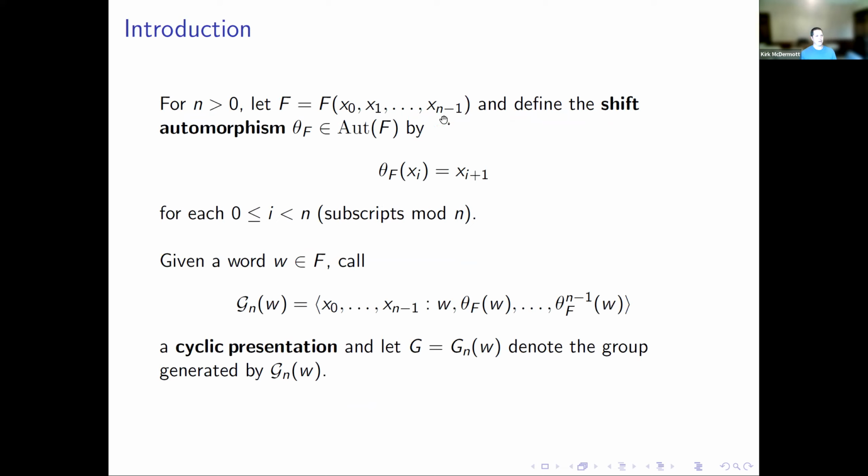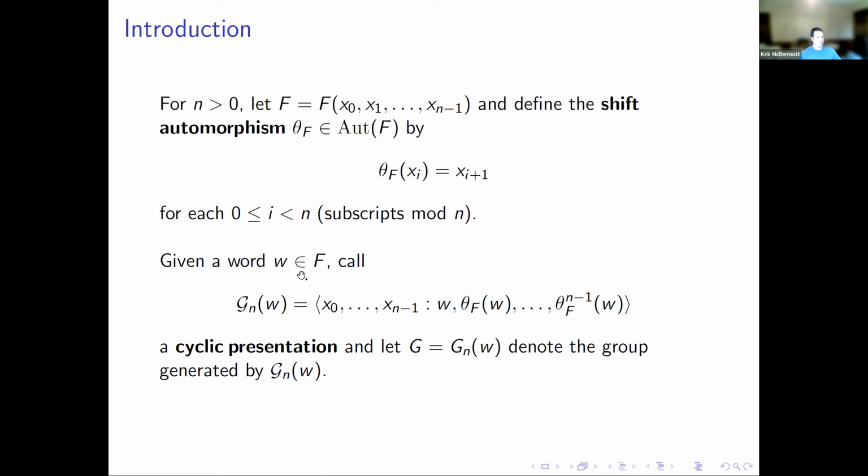Right, so to begin, let me define what's called a cyclically presented group. We begin with a free group on n generators. And today we'll be talking a lot about the shift automorphism, where we cyclically permute the generators. So when you get to the n-1 generator, you're back to the 0 generator. So we'll just treat subscripts mod n.